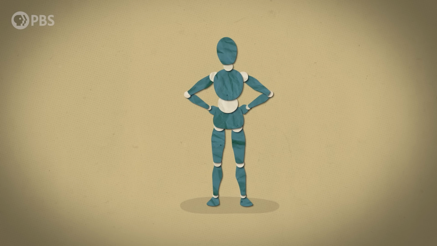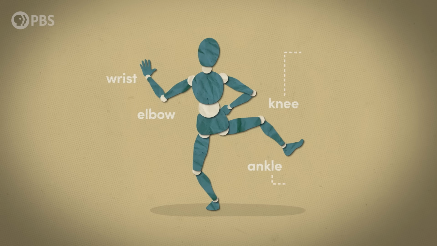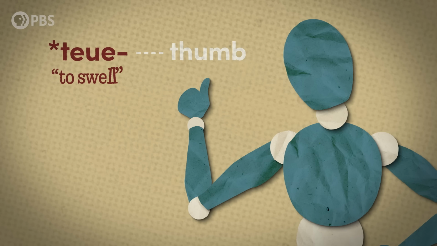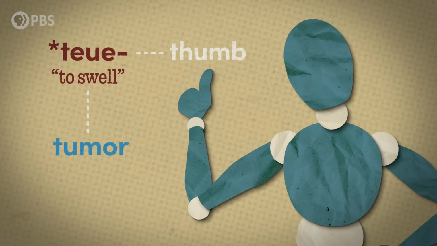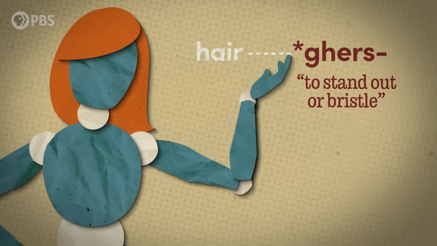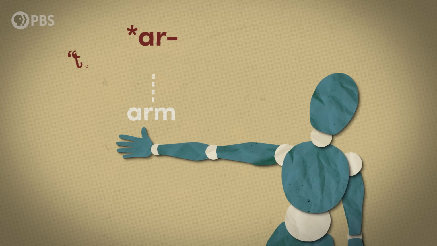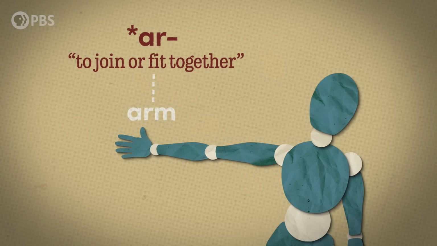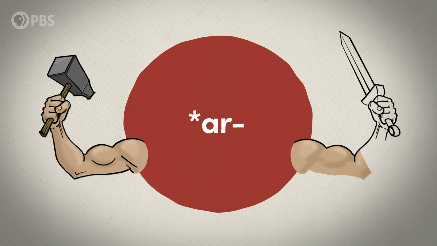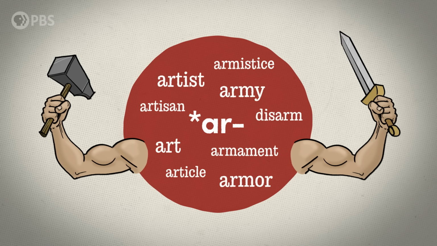Several body parts seem to have been named after their appearance or structure. Knee, elbow, wrist, and ankle all have PIE origins that meant bend or angle. Thumb is from the root tewe, which meant to swell, making it cognate with tumor. And hair may come from the PIE root gers, which meant to stand out or bristle, also the root for the word horror. Arm comes from the PIE ar, which meant to join or fit together, probably a reference to all its component parts. Because arms are so key in human production and destruction, it became the root for many words related to craftsmanship and warfare.